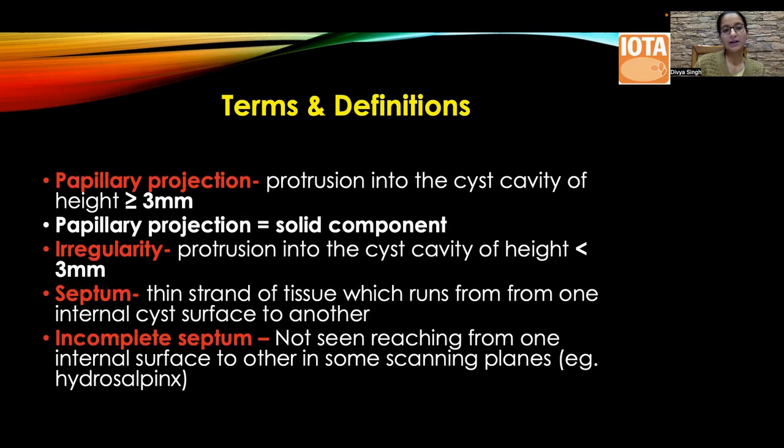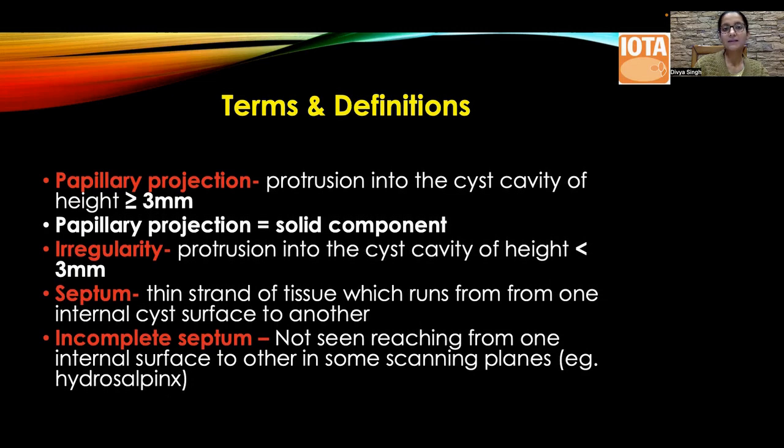As I said earlier, we understand what a papillary projection is. It is a solid protrusion into the cyst cavity with a height of 3 millimeters or more, and it is considered to be a solid component. When its height is less than 3 millimeters, it is termed as irregularity. Again, to stress, what is septum? It is a thin strand of tissue which runs from one cyst surface to the other. Incomplete septum is something which is not seen reaching from one internal surface to the other in some scanning plane, as we see in case of hydrosalpinx.